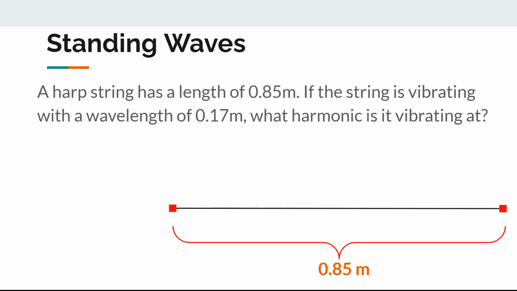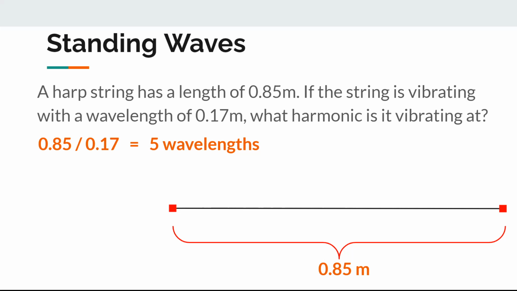So even though the harp string is 0.85 meters, that is not the wavelength of the sound being played. It says that the wavelength of the wave that's being played is 0.17 meters. It's vibrating at that wavelength. So I want to know how many waves will fit on my harp string. I can just divide. My total length of my string is 0.85 and my wavelength is 0.17. That's 5 wavelengths.